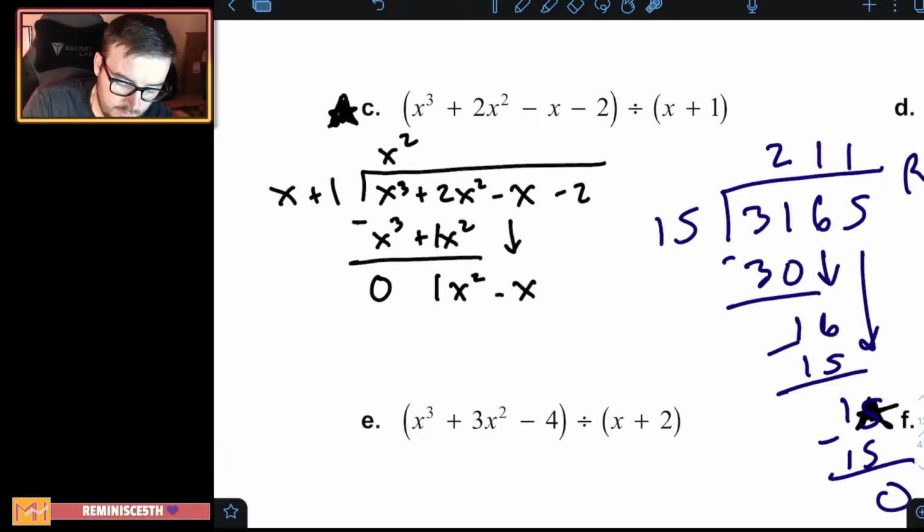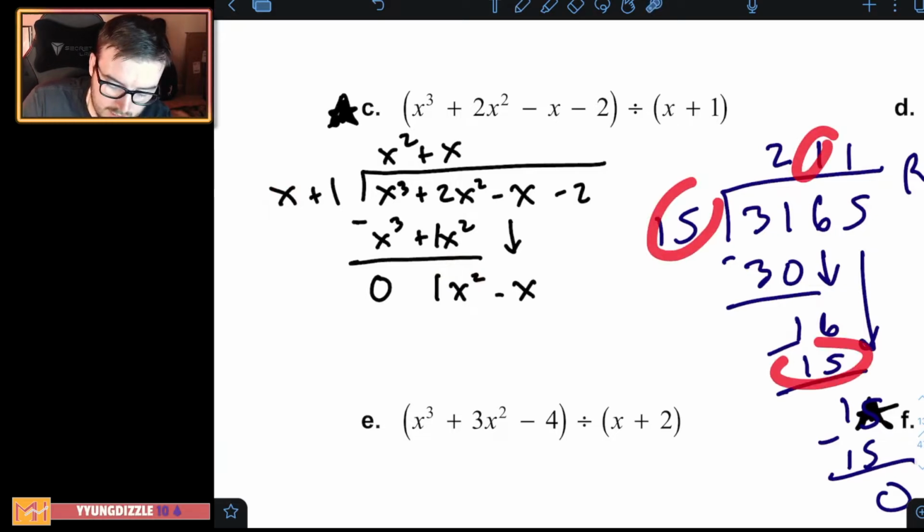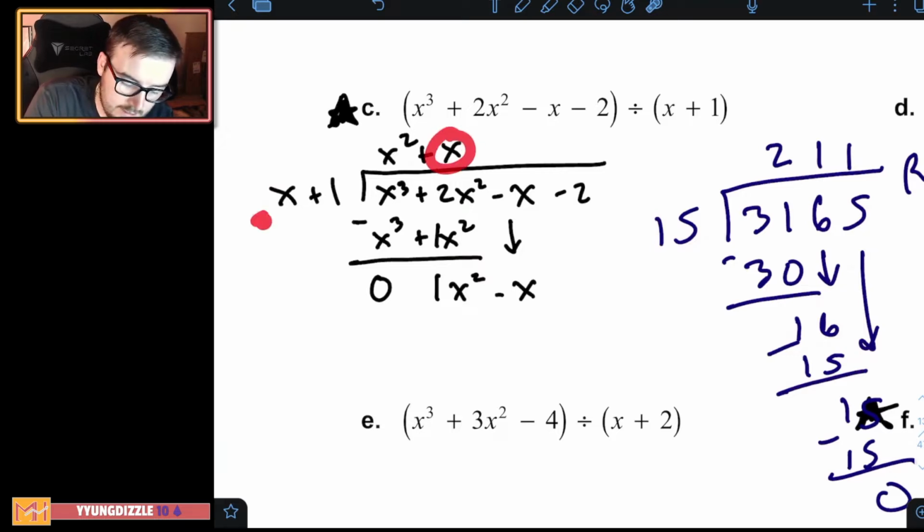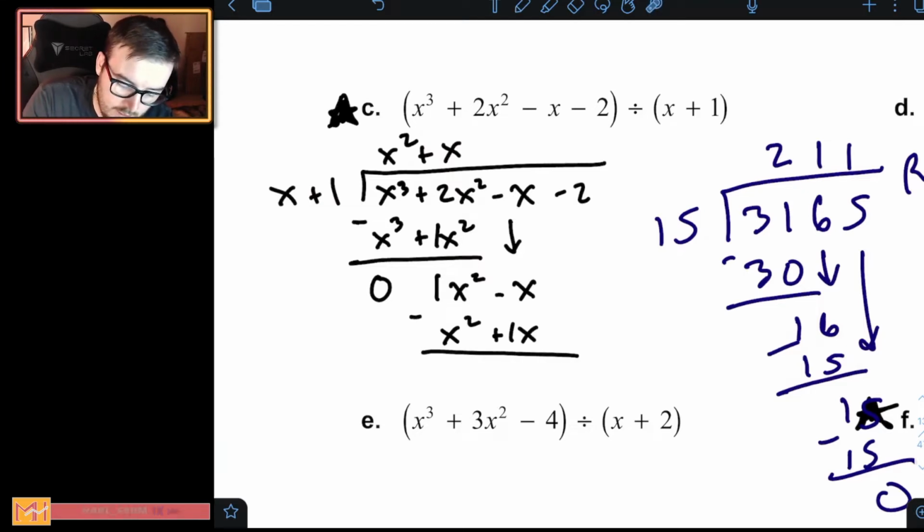So I asked the same thing. X times what gets me x squared? And the answer is x. And I did 1 times 15 to get 15. Well, now I do x times x plus 1. So x times x is x squared, and x times 1 is 1x. So when I come in here and subtract, x squared minus x squared goes to 0 again. Negative x minus 1x is negative 2x. And we bring down the negative 2.